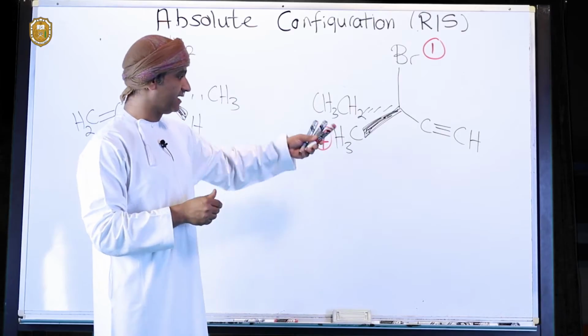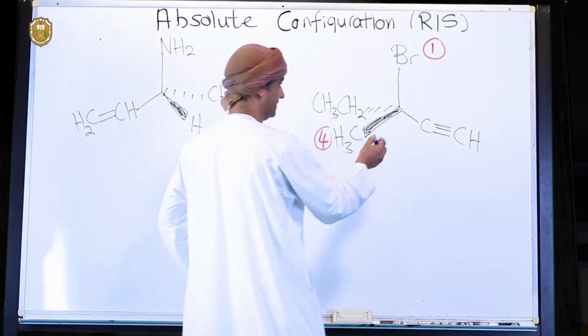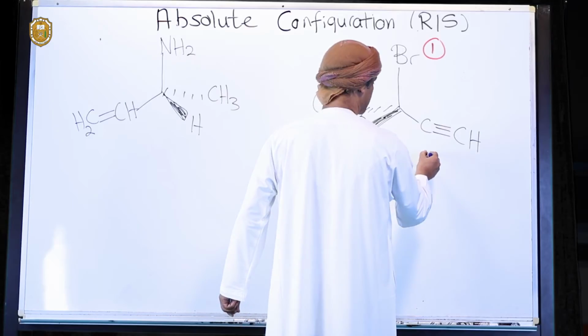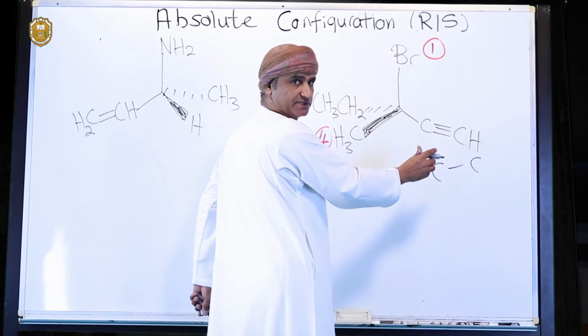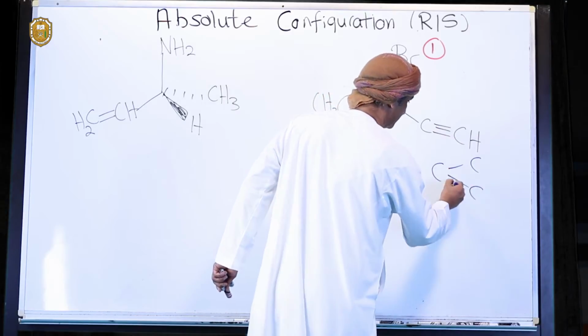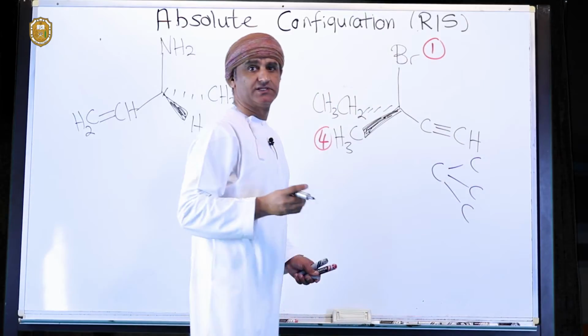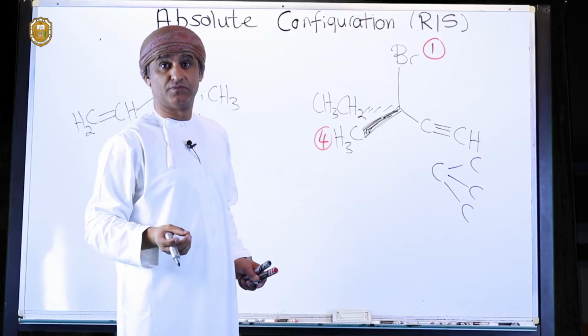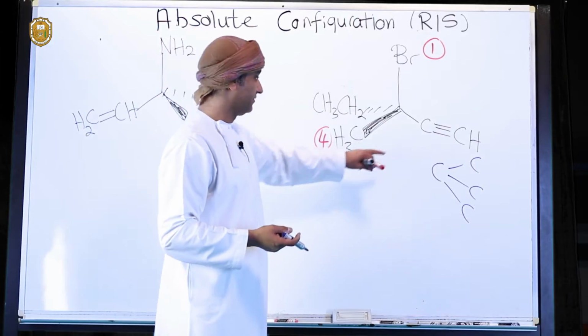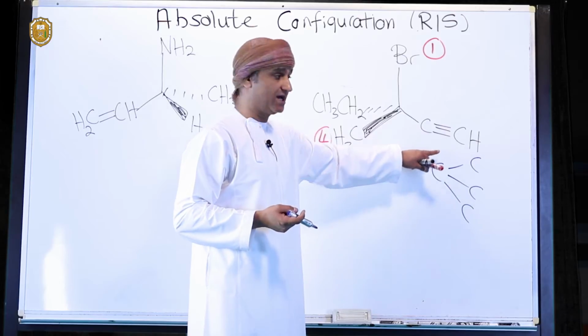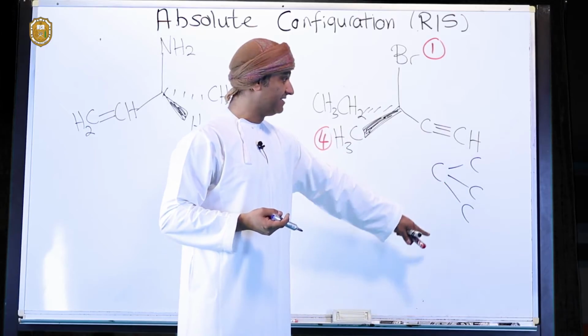If we write the details of this alkyne unit, this carbon has a triple bond with that carbon, so it's like 3 single bonds. Remember that multiple bonds are viewed as single bonds. If there is a double, it's like 2 single. If there is a triple, it's like 3 single. So this carbon has a triple bond with that carbon. So CC, CC, and CC.